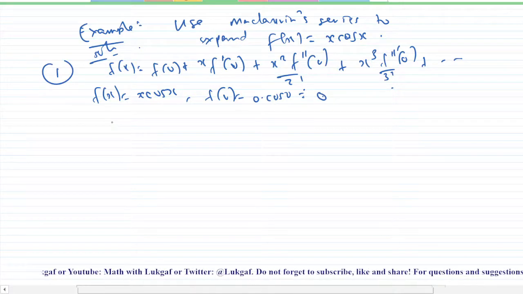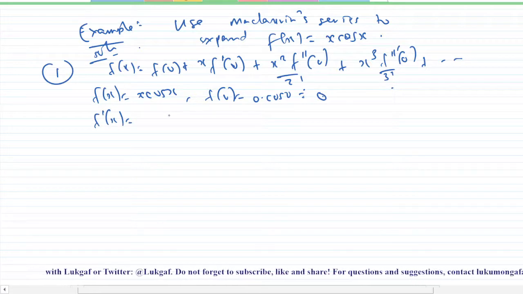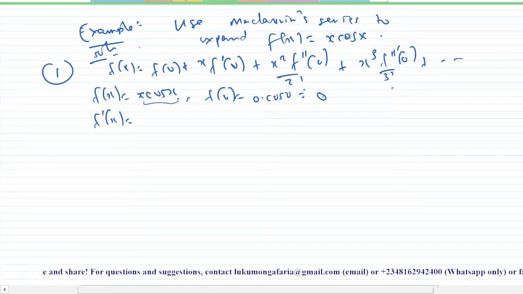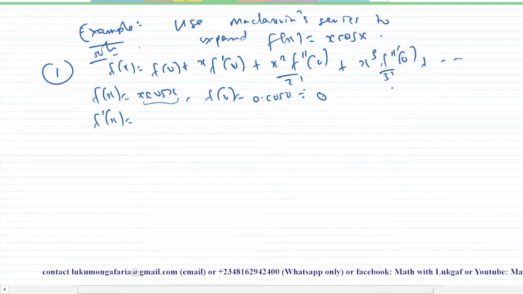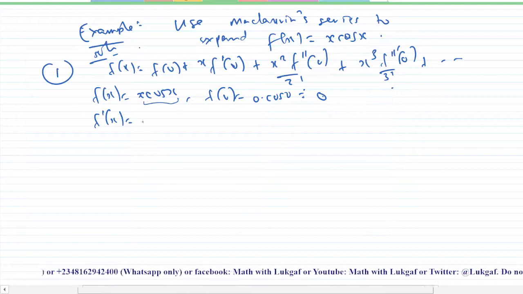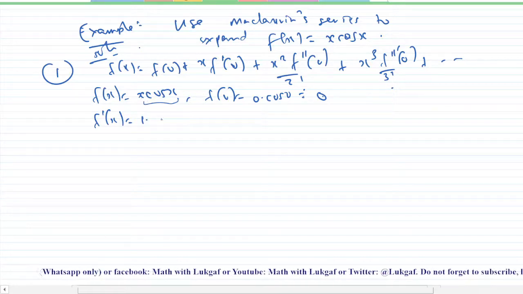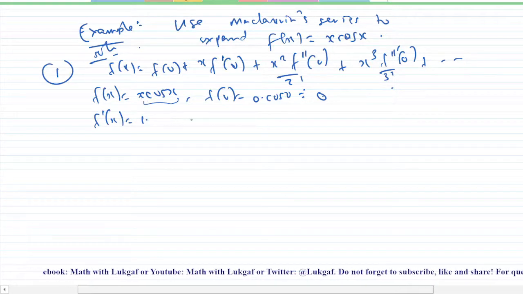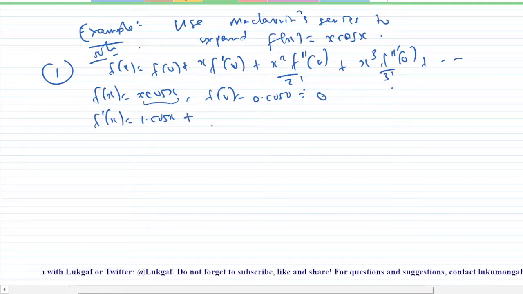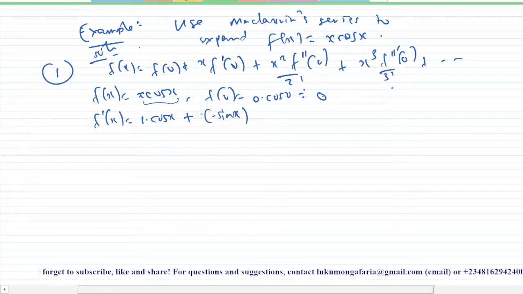Okay, now you find your f'(x). f'(x) means you are to differentiate this. Recall you are going to use your product rule. If you want to use your product rule, you differentiate the first, you leave the second as it is, plus differentiating the second, leaving the first as it is. Differentiate the first, that will give me 1. Leave the second one as it is, that's cos x, plus differentiating the second, that is minus sin x, leaving the first as it is, that is x.